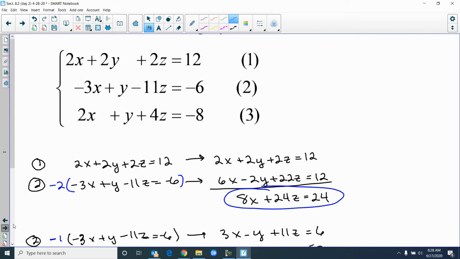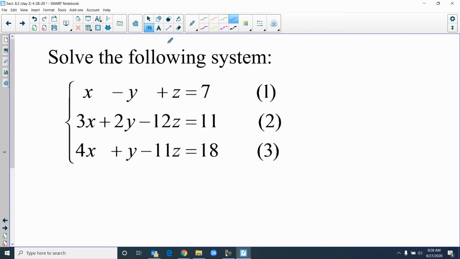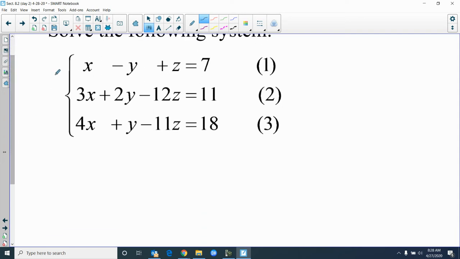Now let's take a look at this one here. x minus y plus z equals 7. 3x plus 2y minus 12z equals 11. 4x plus y minus 11z equals 18. So we want to solve that. All right, I'm going to get rid of the y again because it's just easiest.